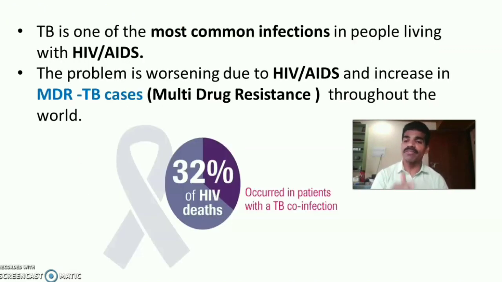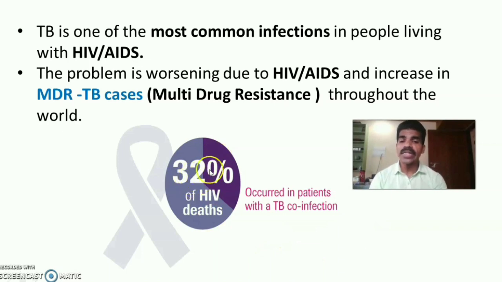The other important significance is TB is one of the most common infections in people living with HIV or AIDS. So TB is the most common infection among HIV or AIDS patients. That means the problem of TB is further worsening due to HIV or AIDS, because most of the people suffering from AIDS or HIV may suffer from TB, and thus it increases the incidence or prevalence of multi-drug resistance TB cases, MDR TB cases. Not only in India, but also throughout the world. So the tuberculosis problem is worsening due to HIV or AIDS.